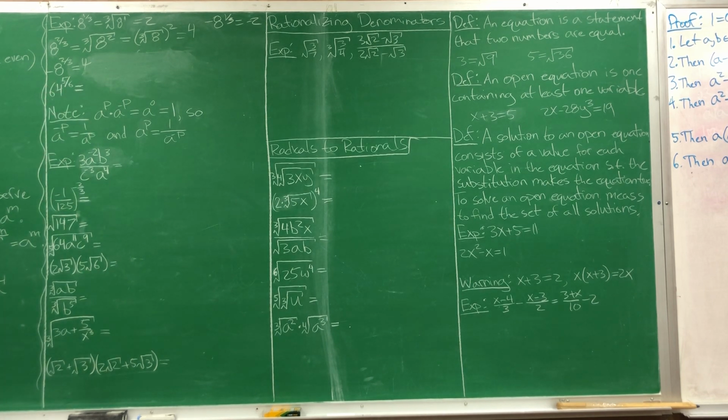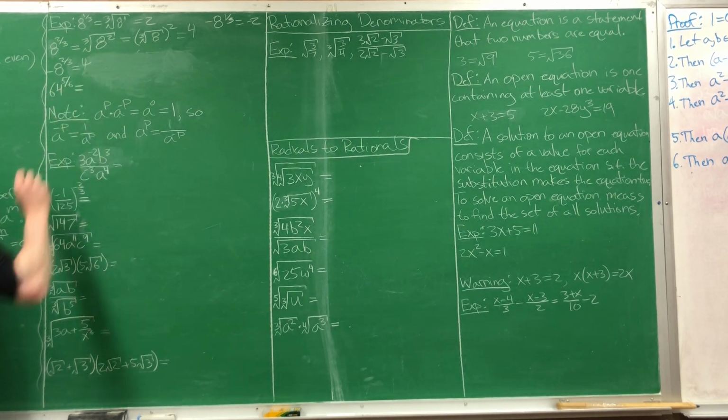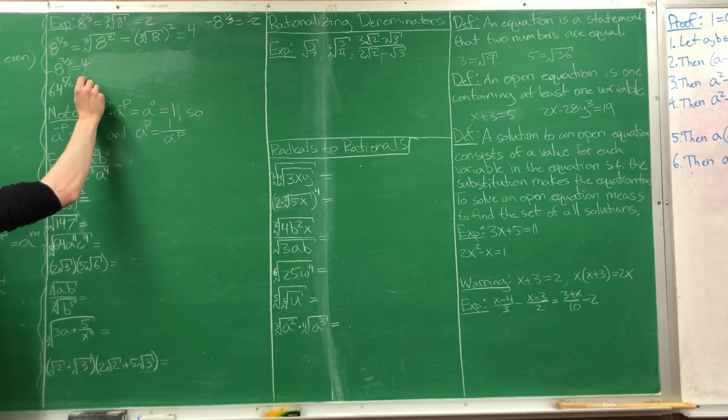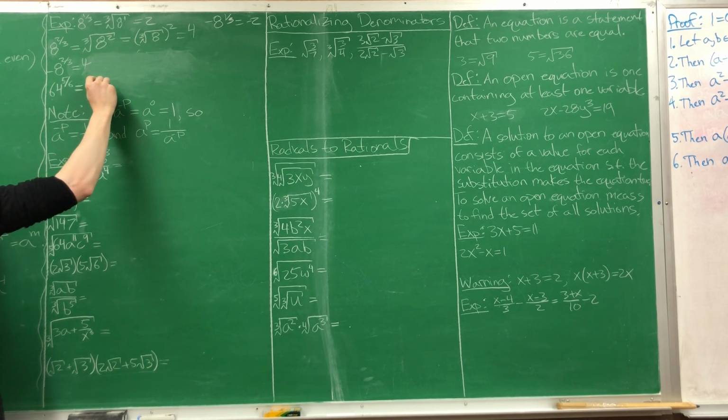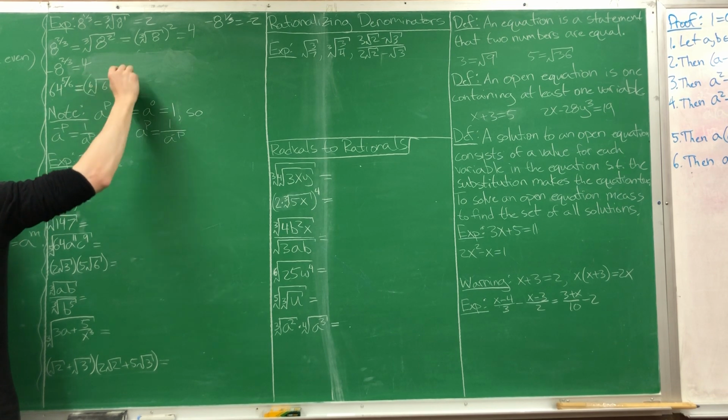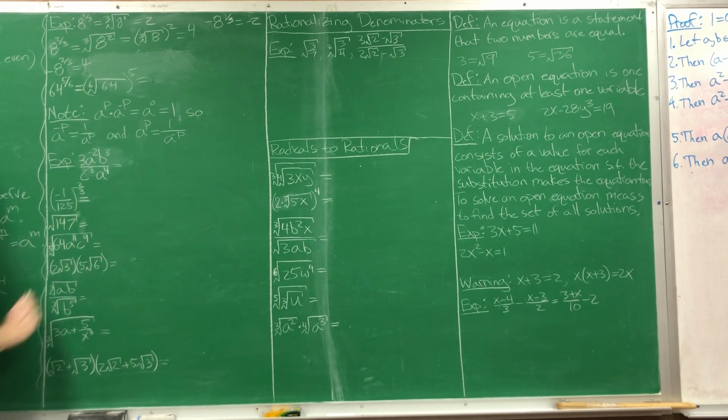Okay, next one. 64 to the 5/6. 32, but let's write out how we think about it. Probably the easiest way to think about this is the 6th root of 64, and then raise that to the 5, right? Because we don't want to do 64 to the 5 first, and then calculate the 6th root. 64 to the 5, that'll be a nightmare.